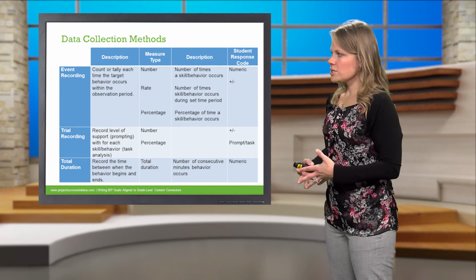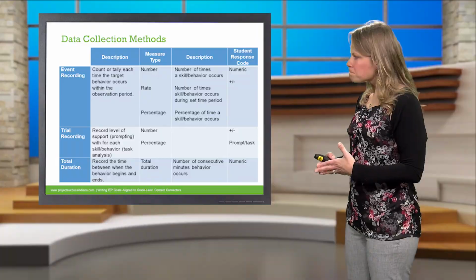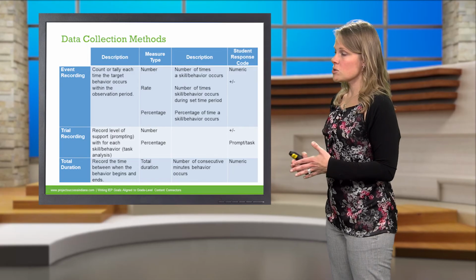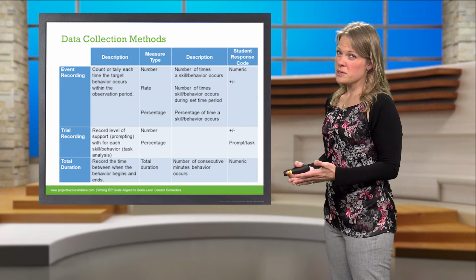Trial recording is another data collection method where you're going to record the level of support that's needed or provided for the student to be able to perform whatever skill or task or behavior is being looked at in that time. Again, can be a number or percentage. And lastly, total duration. So recording the time between when that behavior or that skill starts and when it stops, and then how long that is. And maybe you want that to be increasing, maybe you want it to be decreasing.